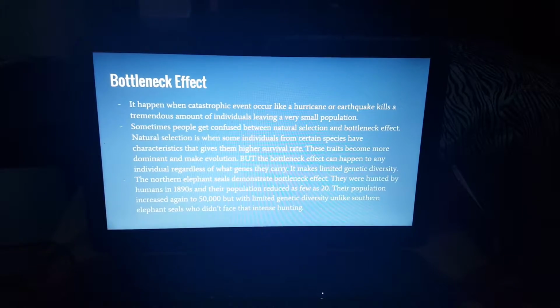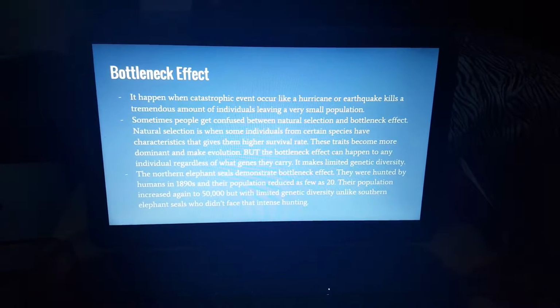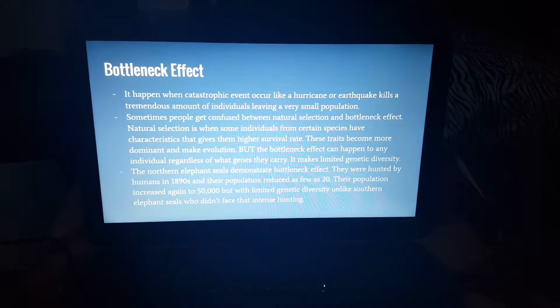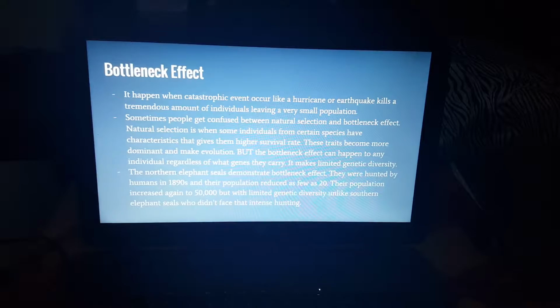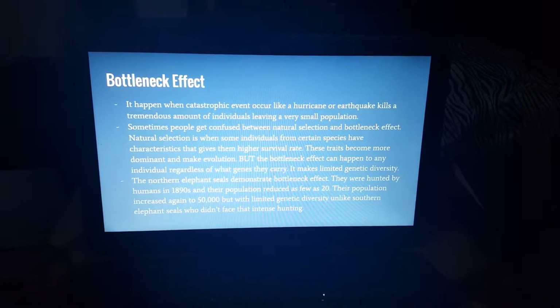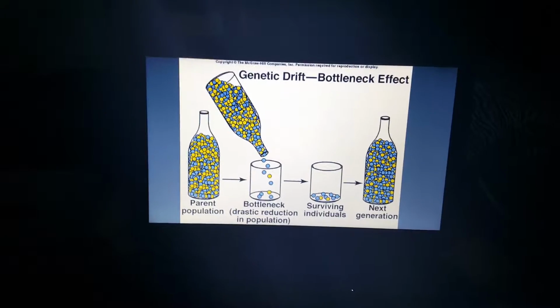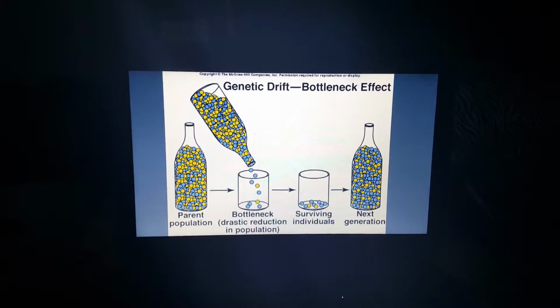The northern elephant seals demonstrate bottleneck effect. They were hunted by humans in the 1890s and their population reduced to as few as 20. Their population increased again to 50,000, but with limited genetic diversity, unlike southern elephant seals who didn't face that intense hunting. So this is a picture that explains how bottleneck effect can happen.